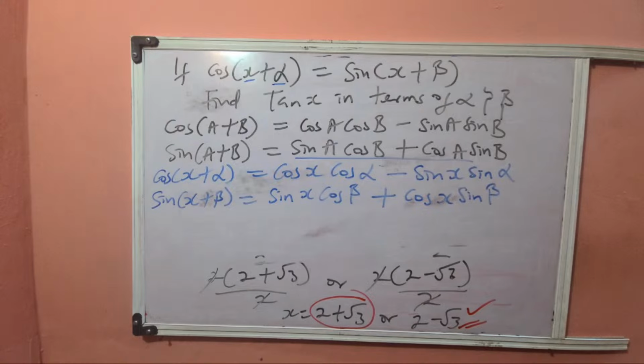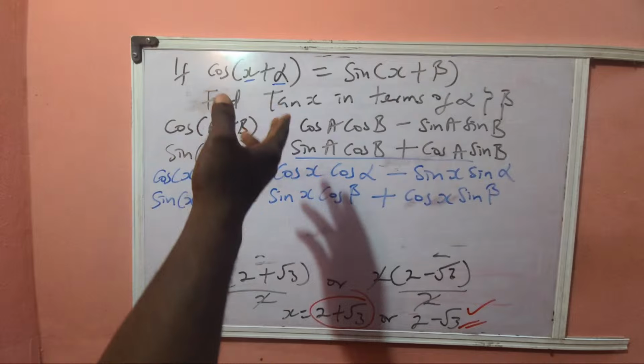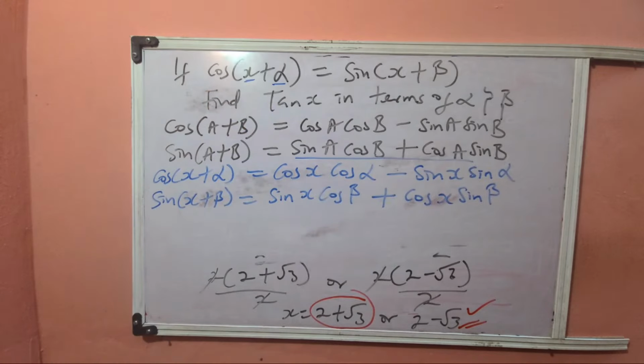So we are told that these two things are equal. We are then told to find tan x. How do we find tan x? Because we know that our tan x obviously will be sine x over cos x, we'll be looking for a way to arrive at a value that will give us sine x over cos x.